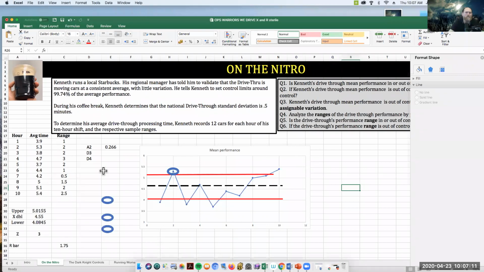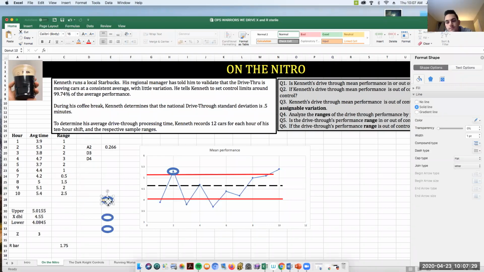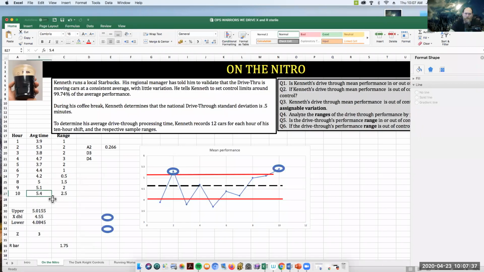So what other points do we want to circle above this upper control limit? What do you think, Kyle? Are there any other points that we want to circle up here? The very last one. Okay. And why do we want to circle that one? It's just above the upper limit. Okay. So that's correct. That would be this one right here.